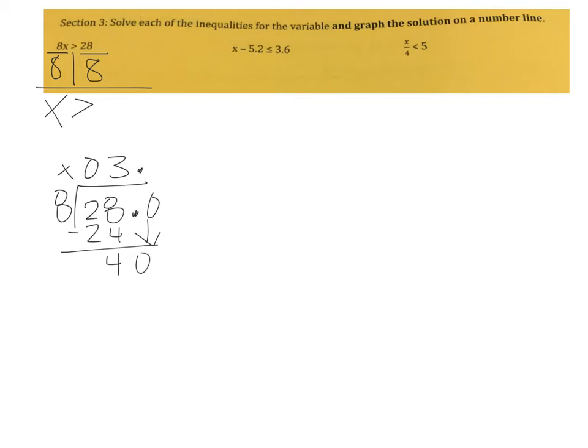And bring the 0 down. We know that 8 goes into 45 times. 5 times 8 is 40. Subtracting is 0. So I know that x is greater than 3.5.